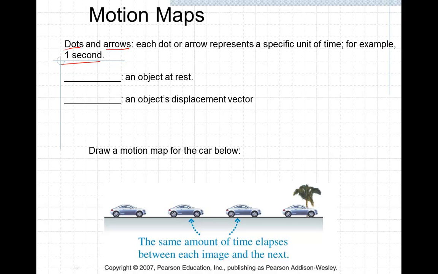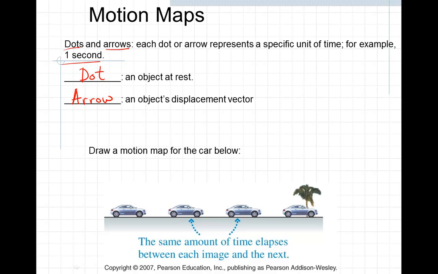Now, when an object's at rest, we symbolize that with a dot. When an object is moving, it therefore has a displacement, so we will symbolize that with an arrow.